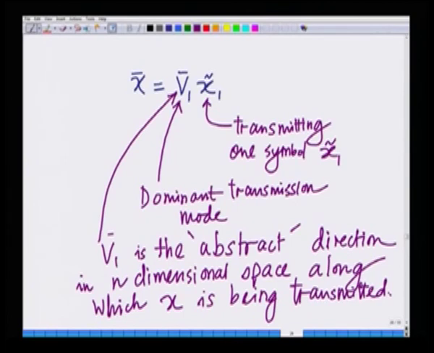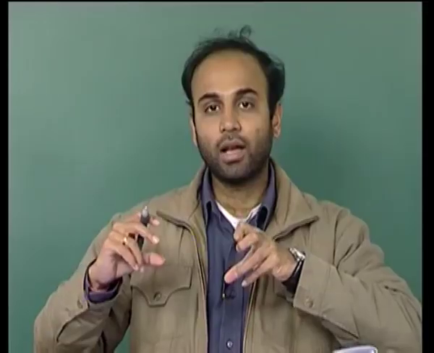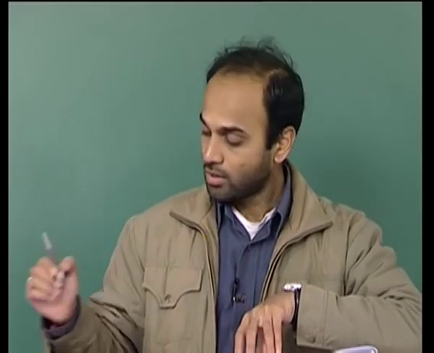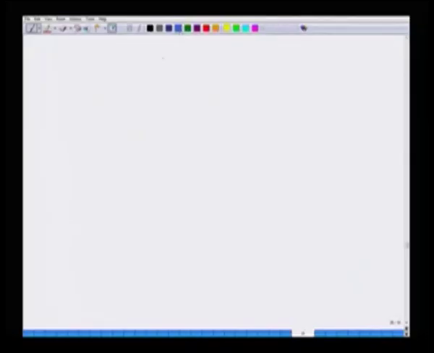Okay. So, what that means is I am taking a symbol x1 tilde, aligning it with direction V1 bar, and I am transmitting it across the antennas. Now, what is the result of this scheme of transmission?